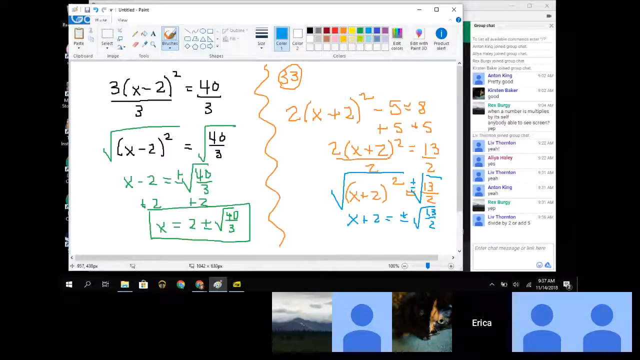Can we simplify 13 over 2? No, right? So all we can do is subtract 2 from both sides, and we end up with x equals negative 2 plus or minus the square root of 13 over 2. And sometimes your answers are just that crazy. So it's -2 plus or minus the square root of 13 over 2.